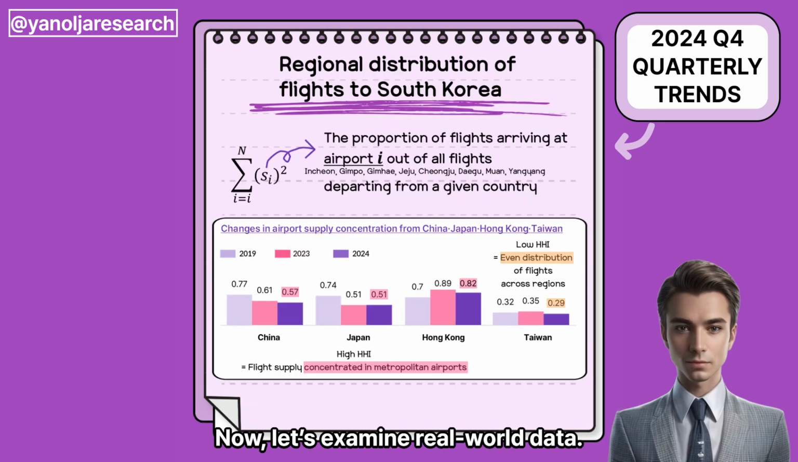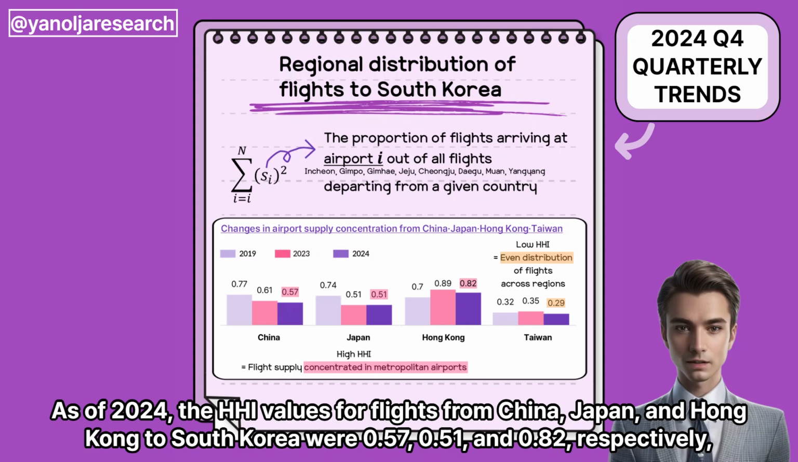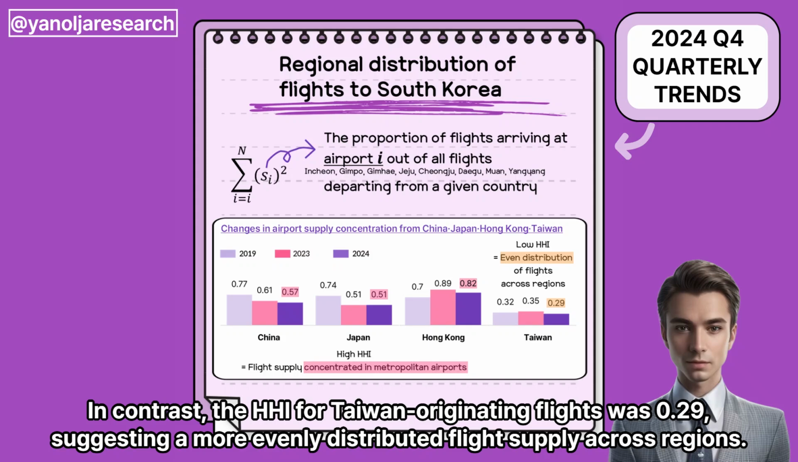Now, let's examine real-world data. Yanolja Research analyzed the regional distribution of inbound flights to South Korea. As of 2024, the HHI values for flights from China, Japan, and Hong Kong to South Korea were 0.57, 0.51, and 0.82, respectively, indicating a high concentration in metropolitan airports. In contrast, the HHI for Taiwan originating flights was 0.29, suggesting a more evenly distributed flight supply across regions.